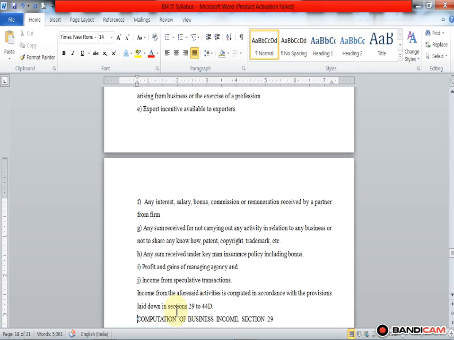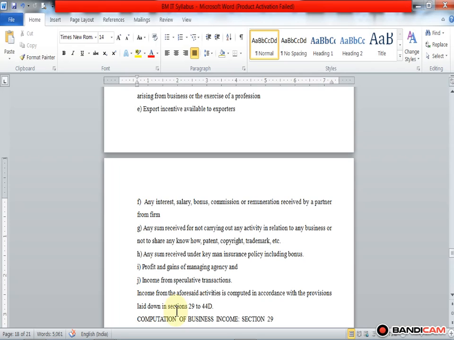Here, any sum received under the insurance policy including bonus is chargeable to tax. Profit and gain of managing agency is also chargeable for tax. Income from speculative transactions or speculative business is also chargeable to tax. Here speculative means the income earned from trading or exchanging the shares and commodities in stock market. It is known as speculative transaction or speculative business.